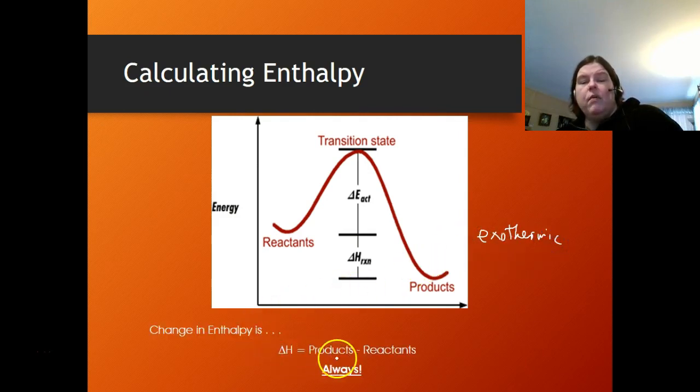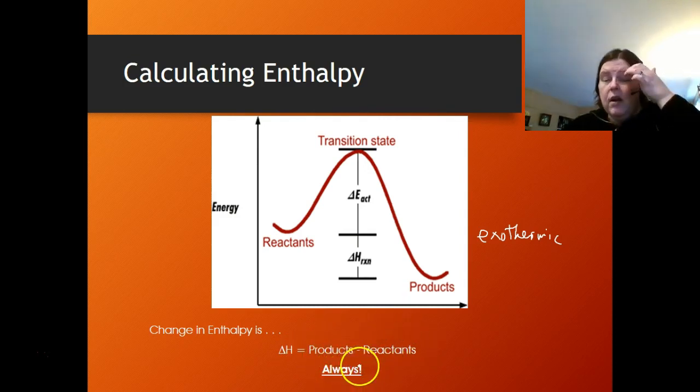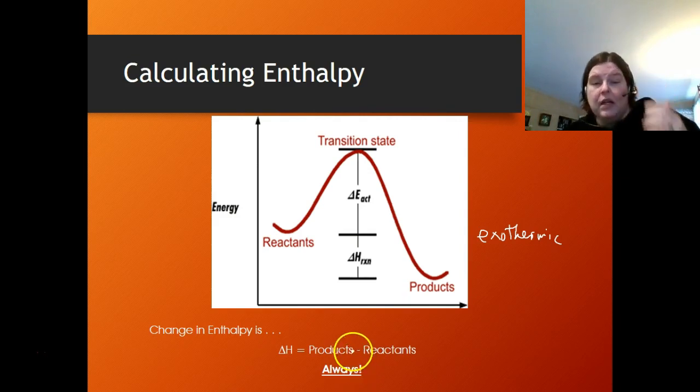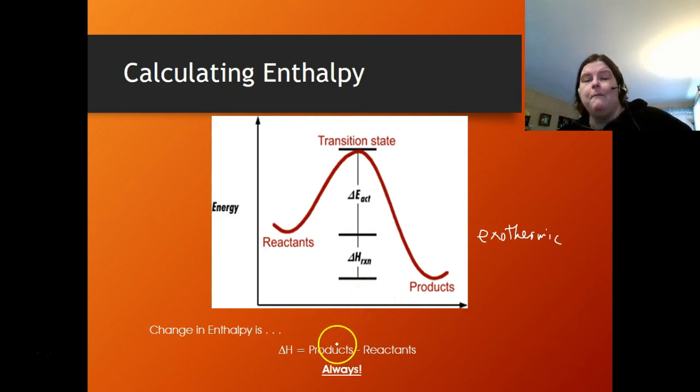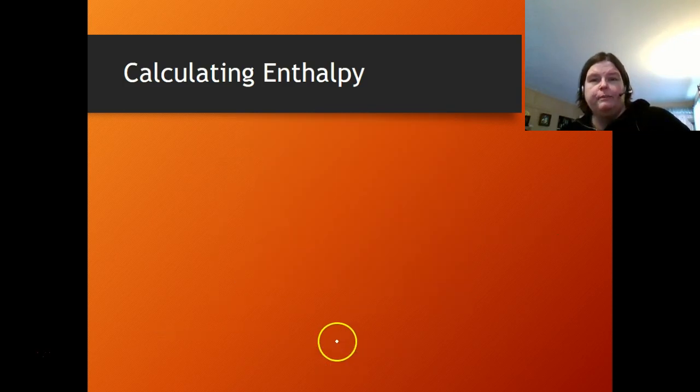Enthalpy is the energy of the products minus the energy of the reactants, and it's always going to be. We will look at it in different forms, in different ways, but it's always going to be products minus reactants, no matter what you do, no matter what you say. Almost all of these functions that we'll talk about in this unit are going to be products minus reactants. Okay? Sorry, I just bumped the speaker there.